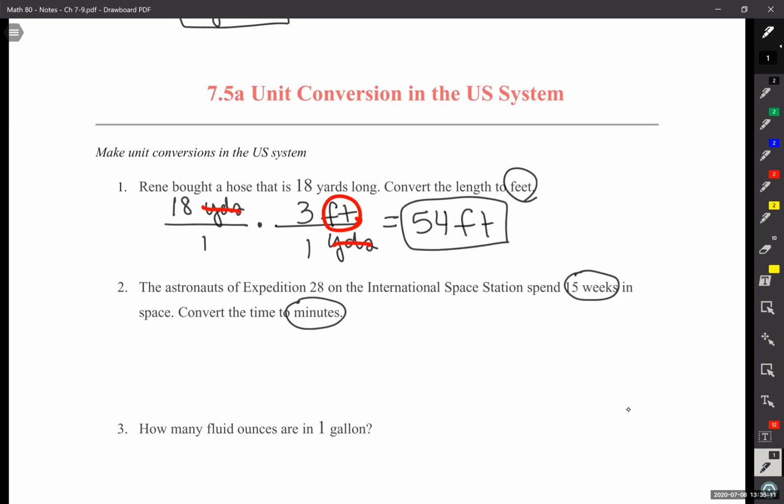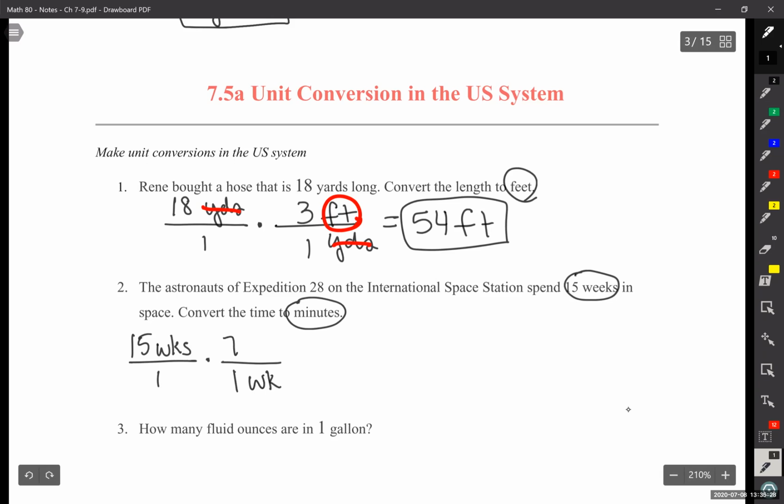So I'm going to start off with my 15 weeks. And what can I say about weeks? Well, I can say that 1 week equals 7 days. So I'm trying to cancel out weeks. So I put my 1 week on the bottom and my 7 days on top. All right, but days is not the final answer. I need to cancel out days and say that there's 24 hours in a day. So 1 day equals 24 hours.